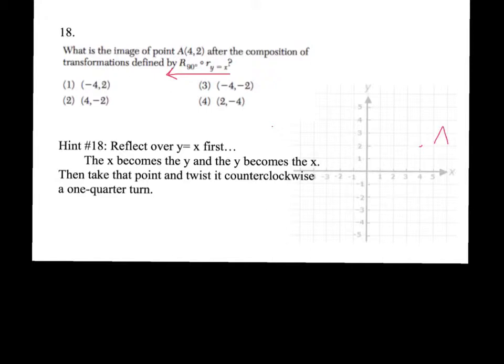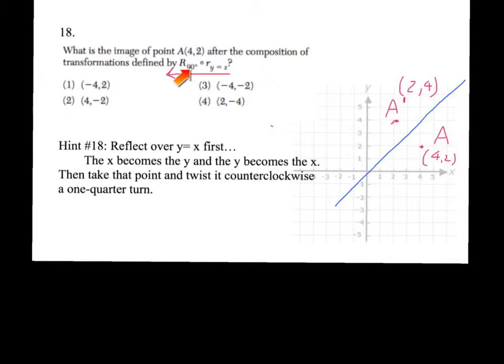And the very first thing they want me to do with it is reflect it over the line y = x. So if you know your reflecting rules well, the line y = x goes like this. When you reflect over the line y = x, the y becomes the x and the x becomes the y. So if we started with 4, 2, it'll reflect over the line y = x and give us 2, 4. So now that new point is at that location there. That's the first part of the transformation.